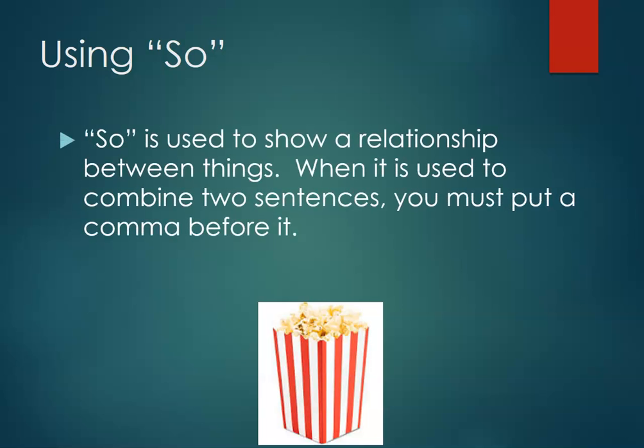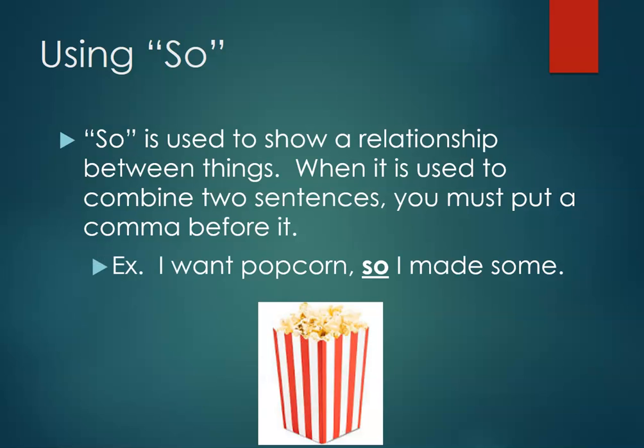The word so is used to show a relationship between things. And once again, if it's used between two full sentences, you must use a comma. An example, I want popcorn, so I made some. In order to get popcorn, I had to make some. So they're showing a change of what I had to do there.